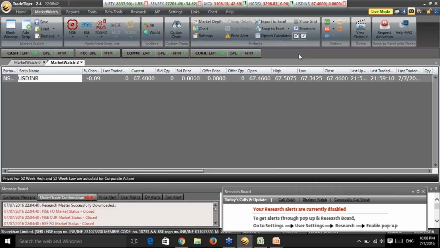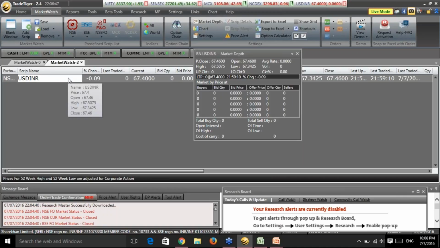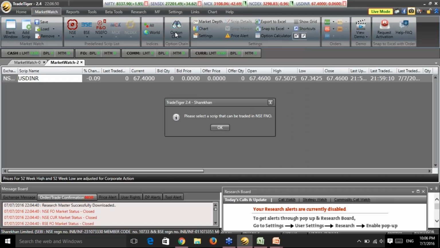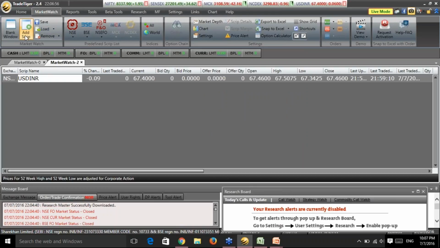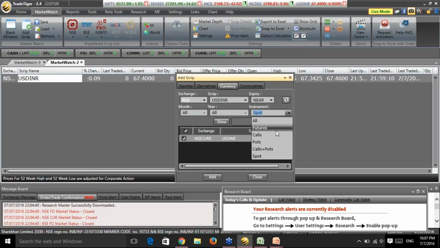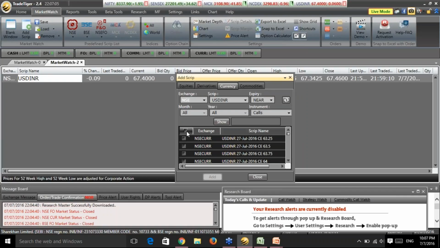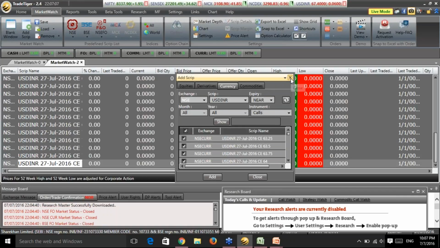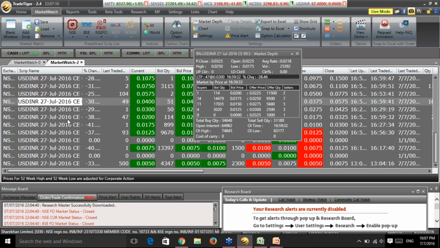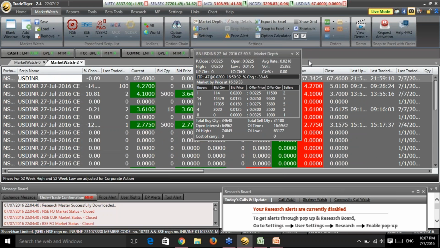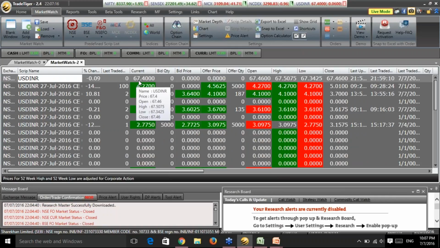And this is the spot, and I'll add the option chain here. Oh, come on, the option chain should be there for currency derivatives. This is a spot, so what I'll do is add it another way. I'll go to instruments, calls, and near, show all, select here, add. The spot is 67 rupees 40 paisa and 00 pips. Fine.